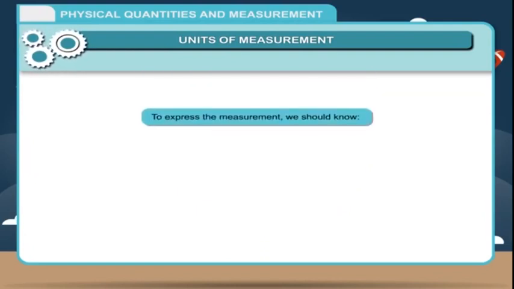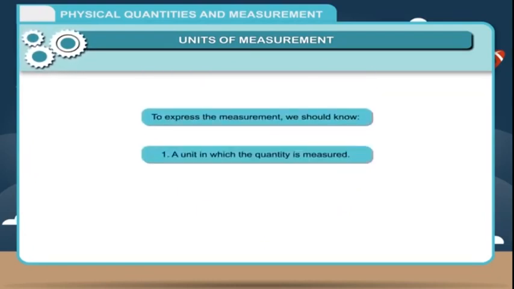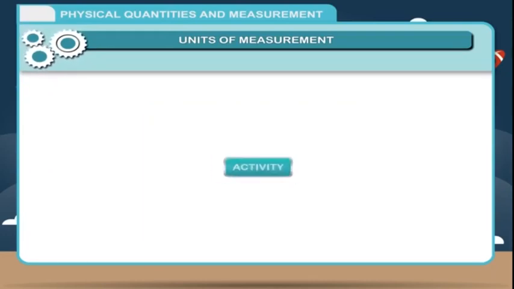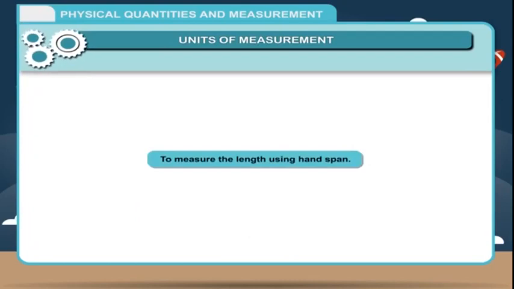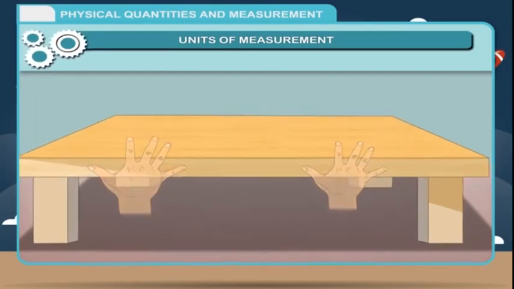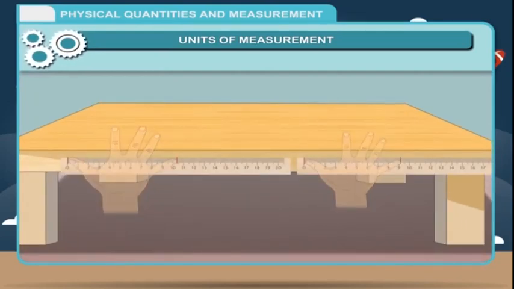To express the measurement, we should know 1. A unit in which the quantity is measured. 2. The magnitude of the numerical value associated with it. Activity. To measure the length using handspan. Use your handspan to measure the length of the table. Now, ask your friend to use his handspan to measure the length. You will notice that there is a difference between the two measurements. Therefore, for reliable and accurate measurement, we need the standard units of measurement.